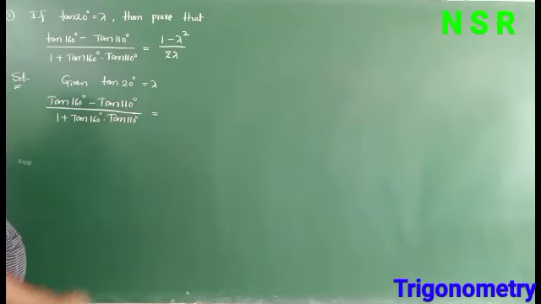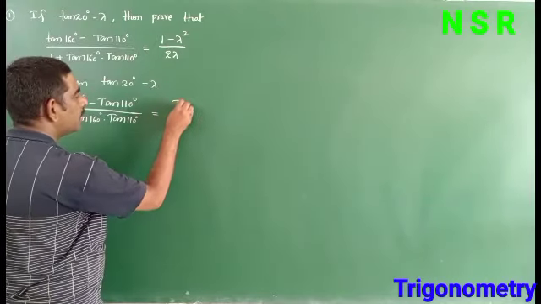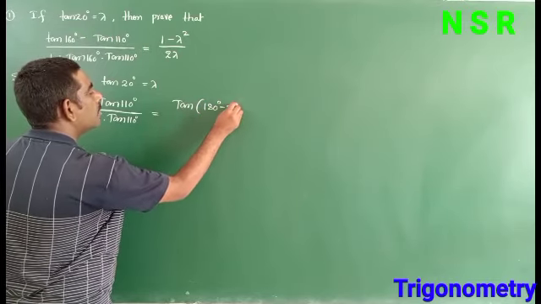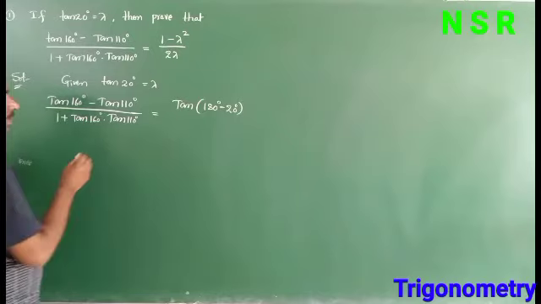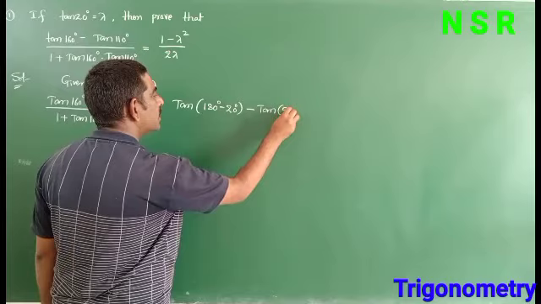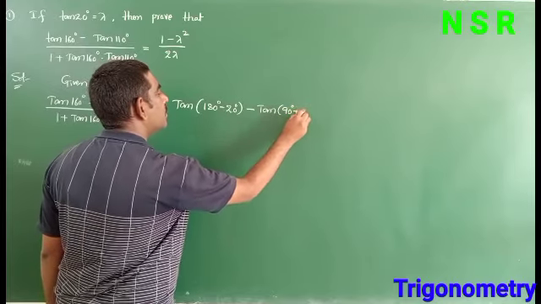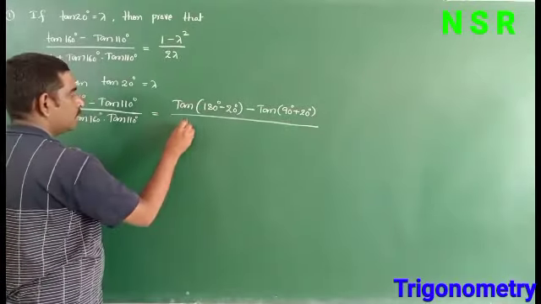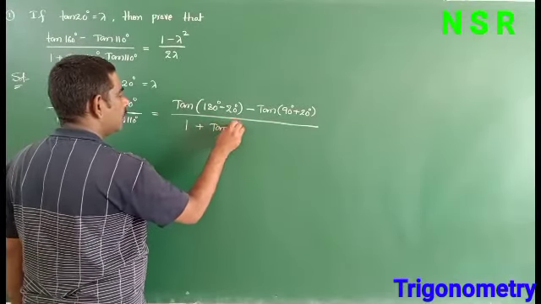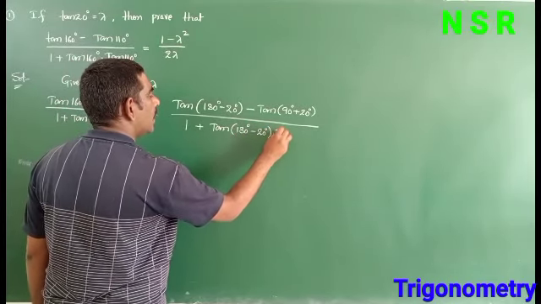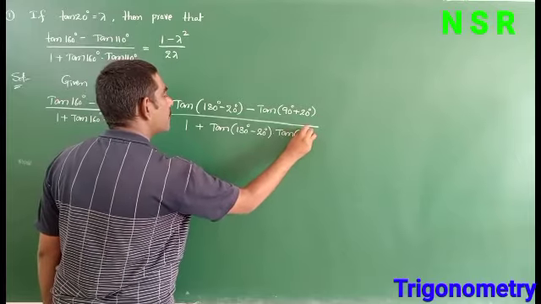Now simplify this. 160 degrees is near to 180, so we can write 160 degrees as 180 minus 20. Next, tan 110 is near to 90 degrees, so write it as 90 plus 20, which is 110. The denominator also: write tan 180 minus 20 into tan 90 plus 20.